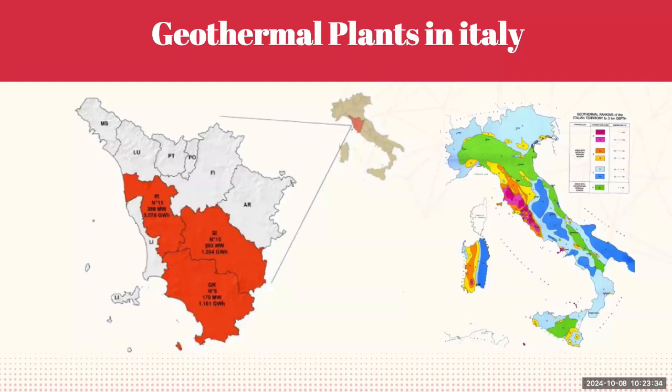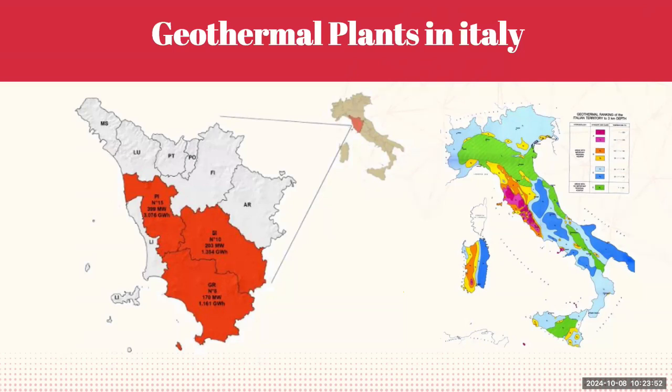The map on the right shows the geothermal plant potential across Italy with different colors indicating varying temperatures at depth. So regions in green and yellow represent areas with high geothermal potential, which is ideal for power generation and district heating, while the others have lower potential.